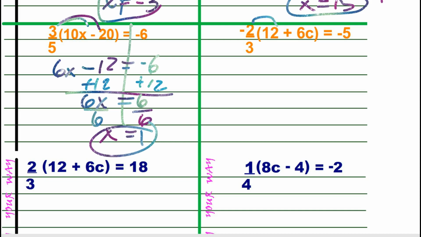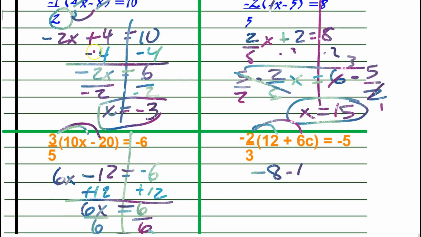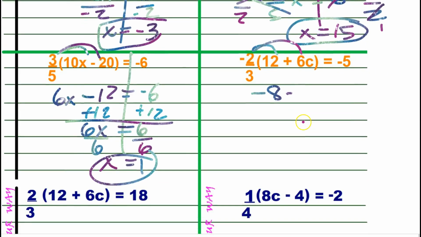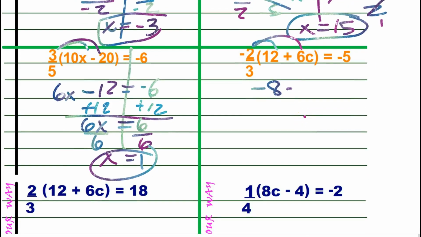So we say negative 2 times 12 is negative 24. Negative 24 then divided by 3 is going to give us a negative 8. Negative 2 times 6 is a negative 12. Negative 12c divided by, I was about to write it down. Negative 12c. Sorry, I need you to undo. There we go. Negative 12c divided by 3 is negative 4c is equal to negative 5.